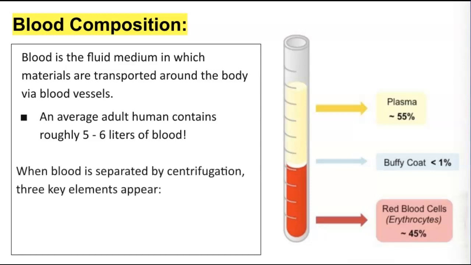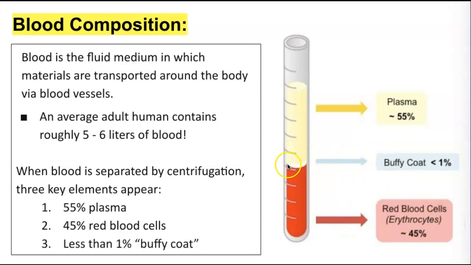When we separate the blood by centrifugation, where you spin it around really fast, it separates out from the lightest density to the heaviest density items. When you separate that blood, this is what we see in this picture. 55% is going to be plasma. 45% is going to be red blood cells, or what we call erythrocytes. And then less than 1% is what we call the buffy coat. This is made up of white blood cells and platelets. You are going to learn about these three different components of human blood today.